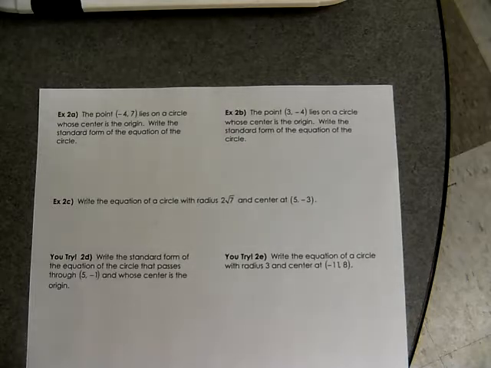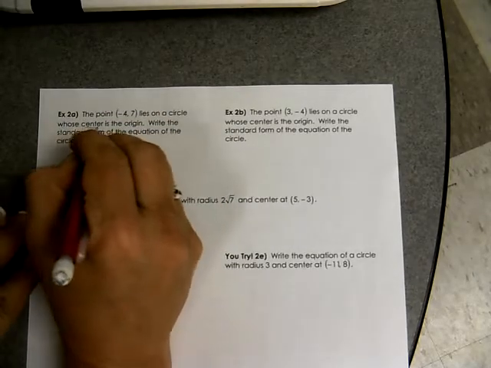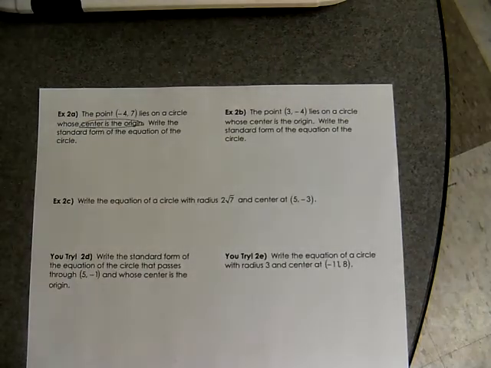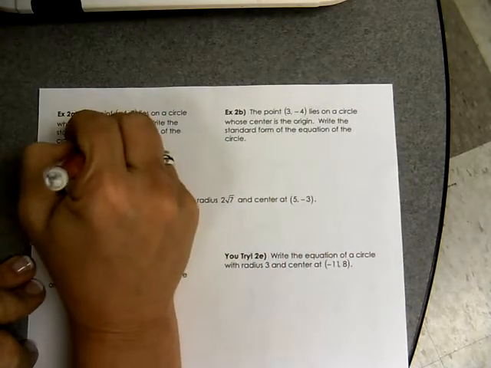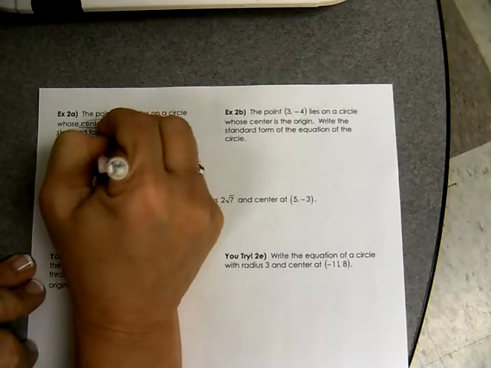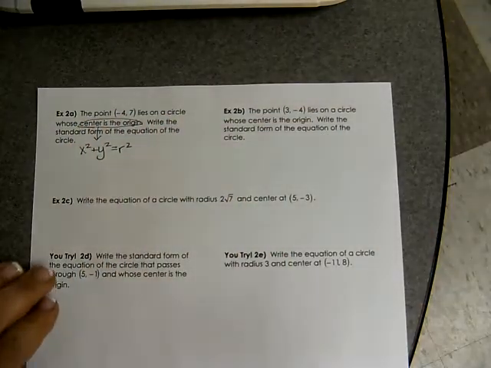All right, so now that we've reviewed graphing circles, let's review writing the equation of the circle. Example 2a says that the point (-4, 7) lies on a circle whose center is the origin. That's important. That tells us something. Write the standard form of the equation of the circle. Well, if the center is the origin, that means that it has the form x squared plus y squared equals r squared, since that means that h and k are 0.